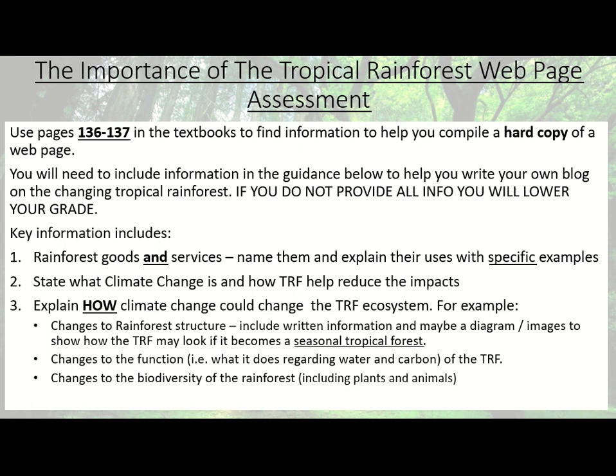Next session, we're still looking at tropical rainforests, so it's not the end of those now, and we're going to be looking at one more lesson on a case study of the Amazon, about how we can manage the tropical rainforests to try and help make it a more sustainable place.